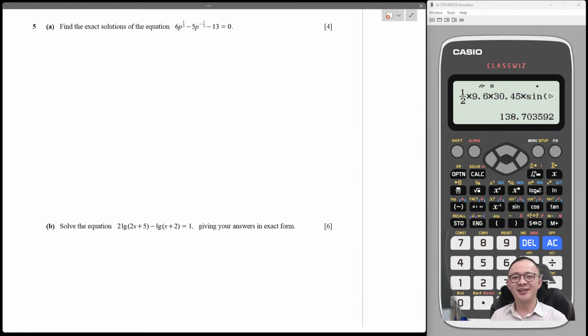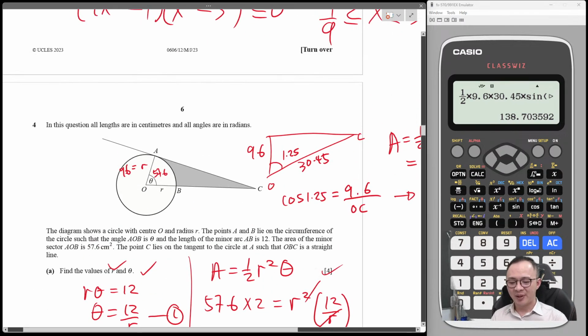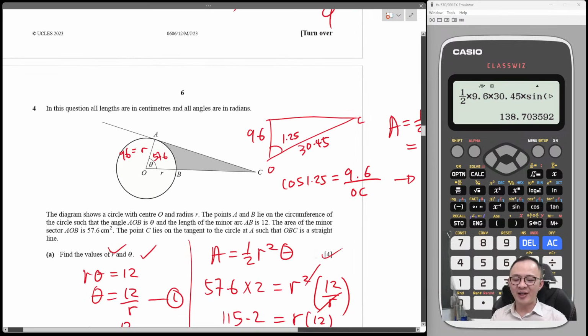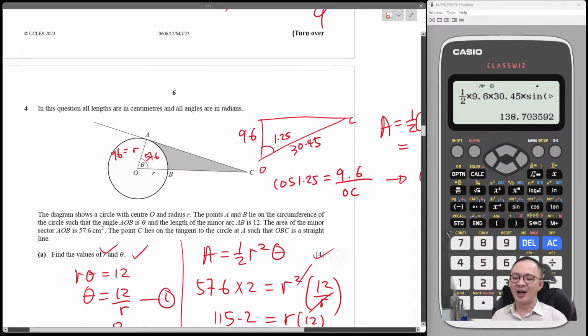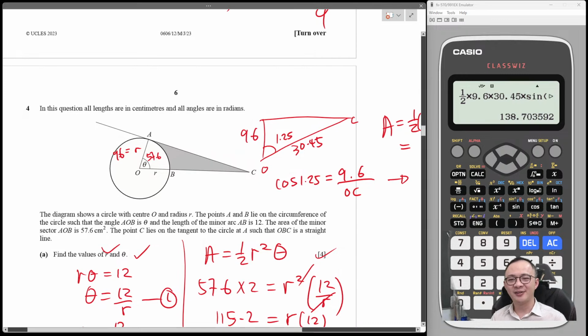Also can find the AC by tangent, then use the half times base times height. Yeah, can. But then if you want to find the AC, you need to, yeah, can find the AC, correct. Thanks, Craig, for that.